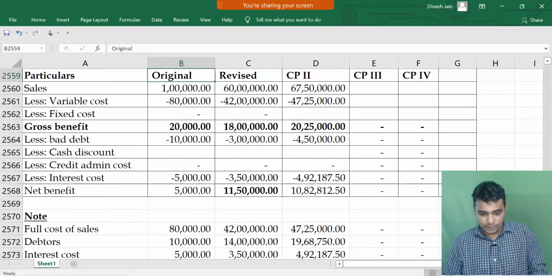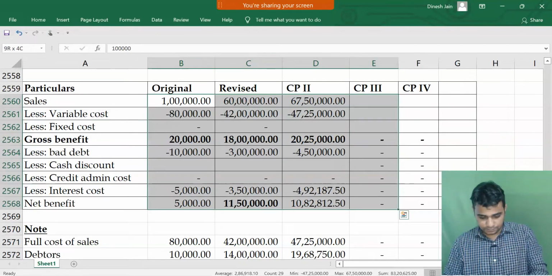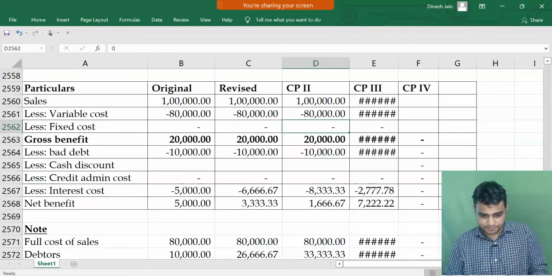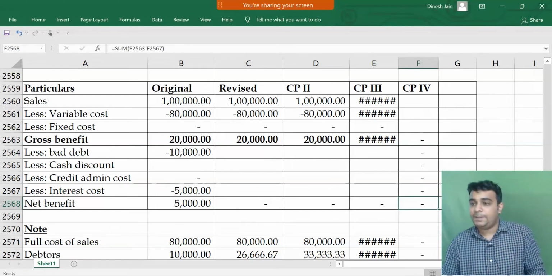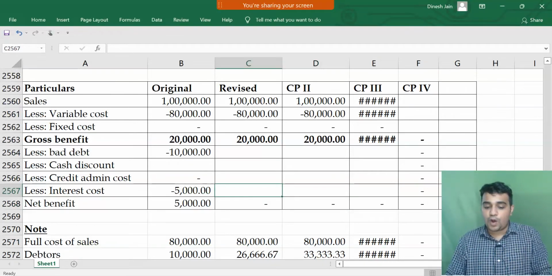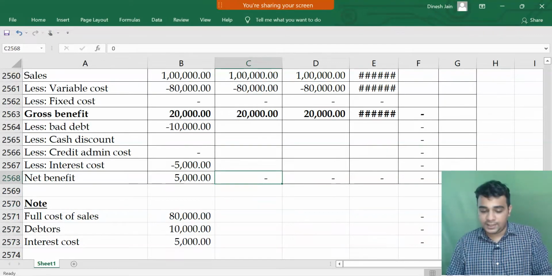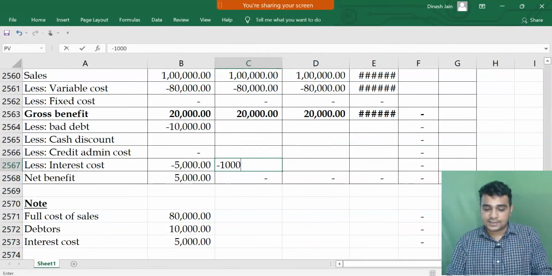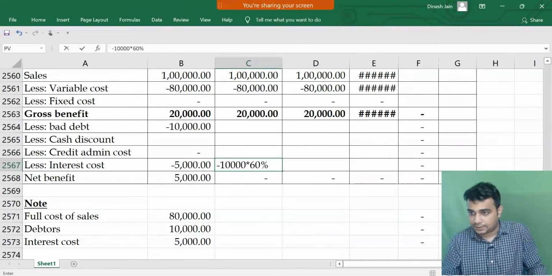Listen, I am going to repeat this calculation fully. I'll keep the net benefit as 0. I want a return of 30, 40 and 60. So debtors is 10,000 into 60%. What is 60%? It is 30% after tax. Before tax is double of that.